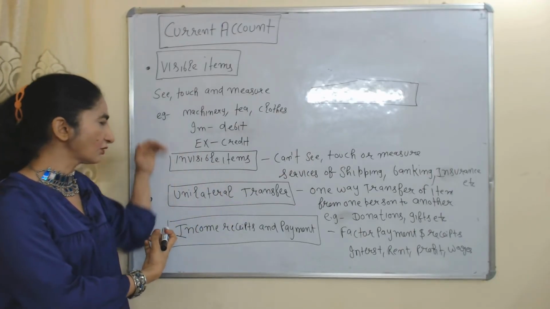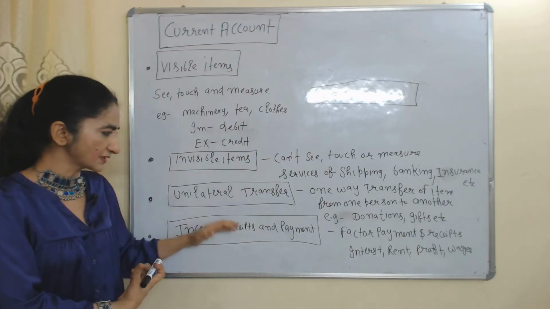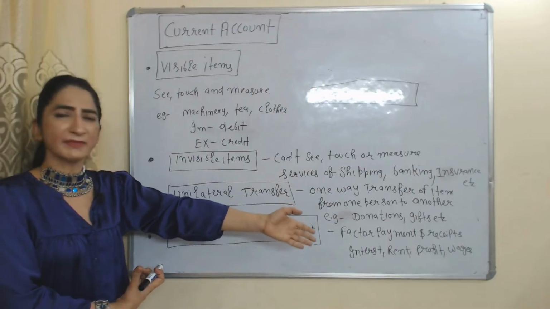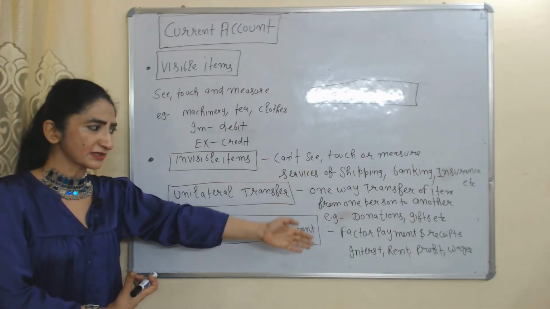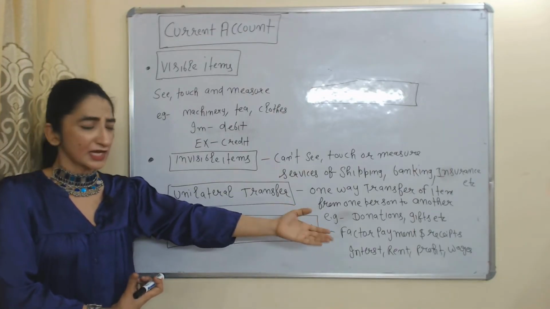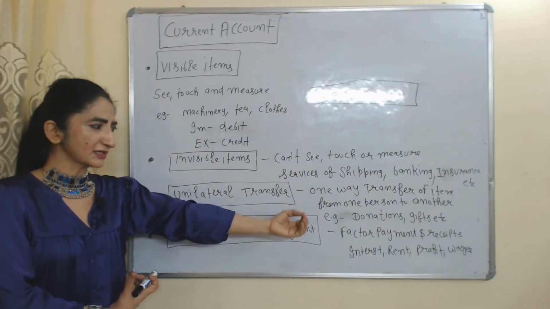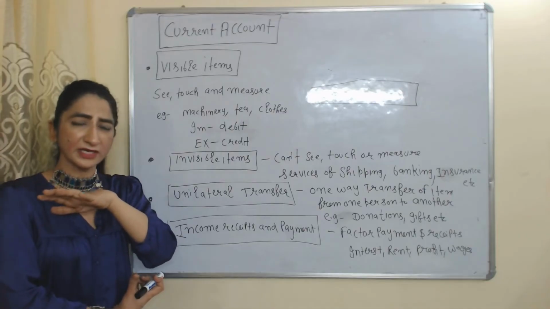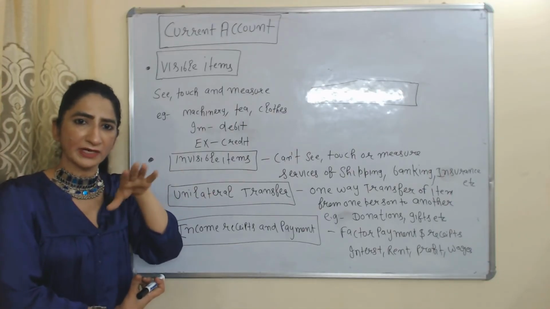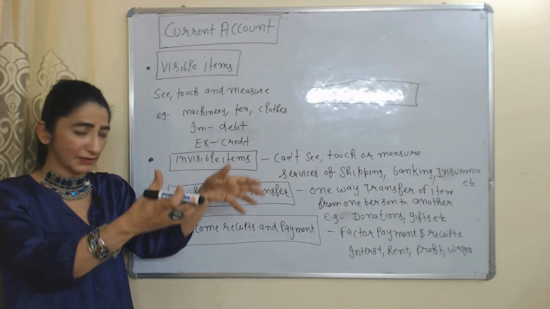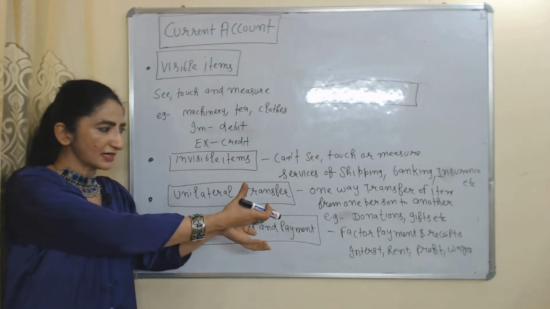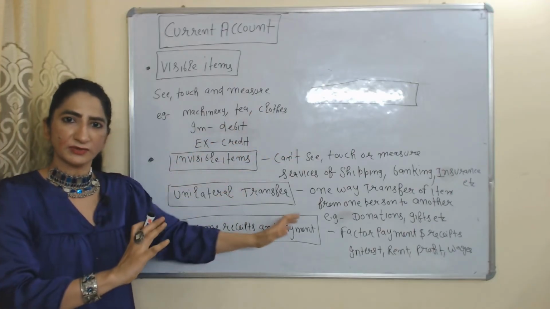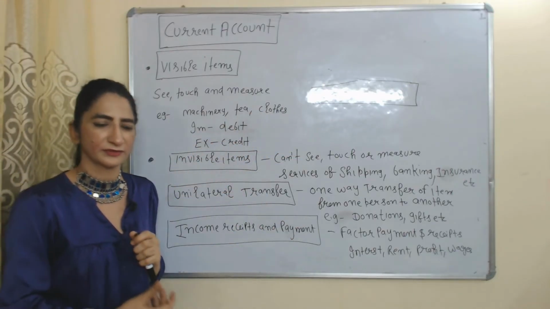The last component of the current account is income receipts and payments. Income receipts and payments mean factor payments and receipts in the form of interest, rent, profit and wages. If we are receiving interest, rent, profit and wages from another country, that means money is coming into our country, so it will be credited in the balance of payment account. But if we are making payments in the form of interest, rent, profit and wages, that means our money is going to another country, so it will be debited in the balance of payment account.